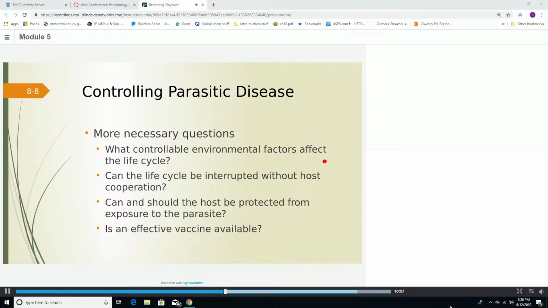And then, is there an effective vaccine available? I'm not entirely sure which parasites you could possibly have a vaccine for. I don't remember covering any in my lectures, but I think it's possible that there might be a vaccine for malaria. But is there an effective vaccine available? That is a good question, because I don't know.